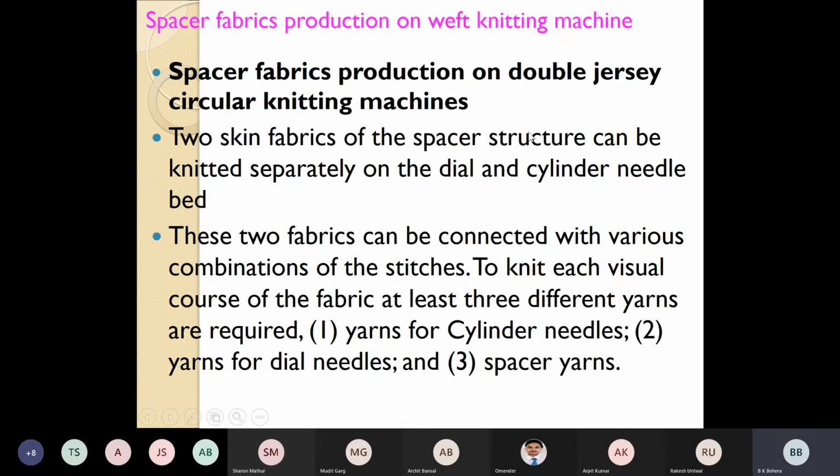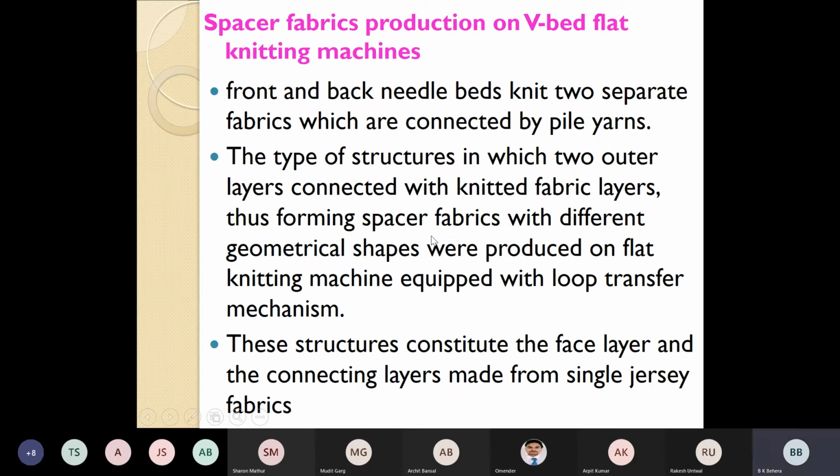So two skin fabrics of the spacer structure can be knitted separately on a dial and cylinder. Dial makes one, cylinder makes one. If you know what a weft knitting machine is, we have a dial. A double jersey machine is not plain; it has a dial as well as a cylinder. The dial makes the top layer skin, the cylinder makes the bottom skin, and we have a connecting thread between these two, whereby you get a spacer fabric on a weft knitting machine.